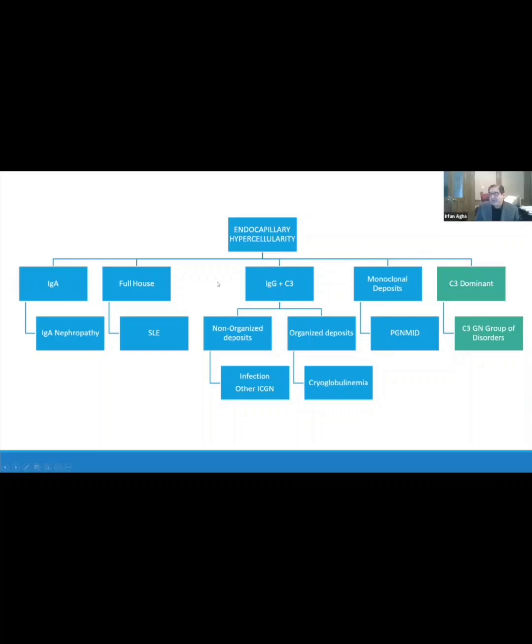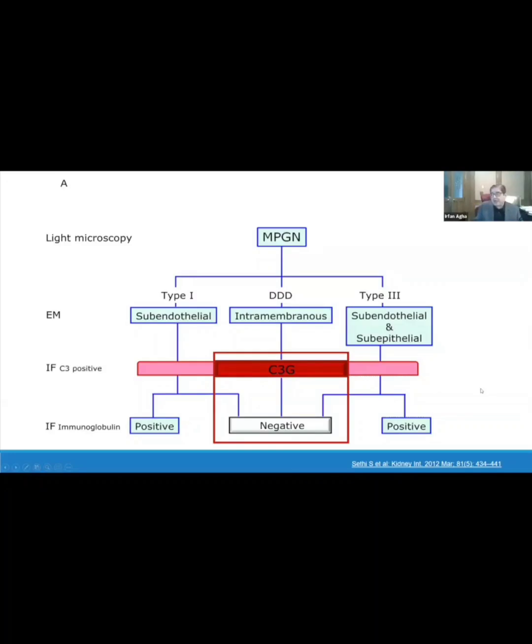All of this is antigen-antibody dependent driven. This, on the other hand, is C3 dominant. And this was the insight that the Mayo Group had about 10 years ago.